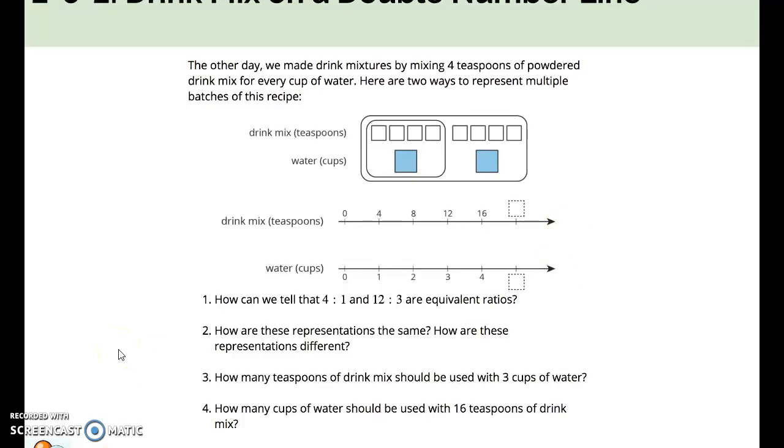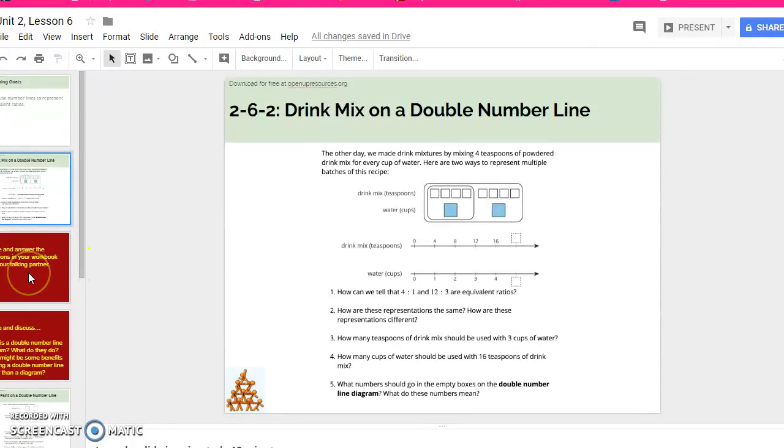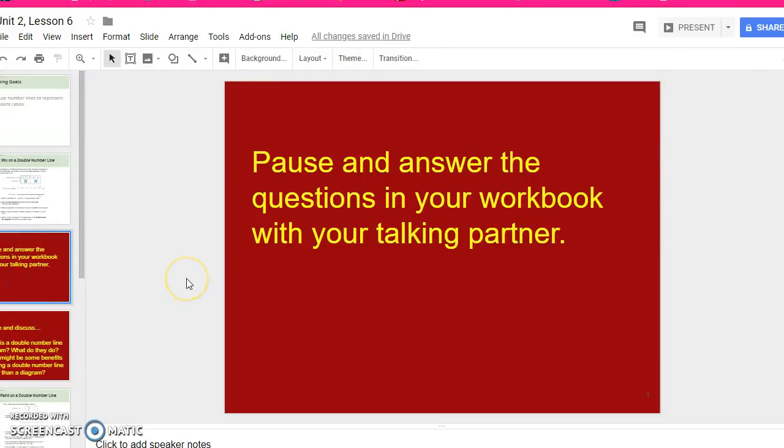So with your talking partner, you are going to pause and do questions number 1 through 5 together. And then you're going to come back to the video to check it. Let me just make sure there isn't anything else I'm supposed to tell you right now. Okay. So it is going to go on to the next page. Alright, so pause the video and work on 1 through 5 with your talking partner.